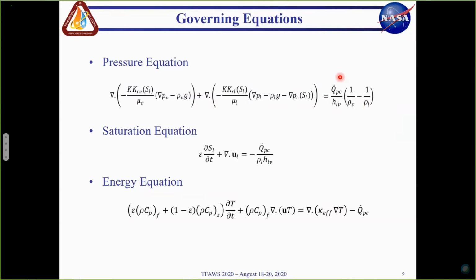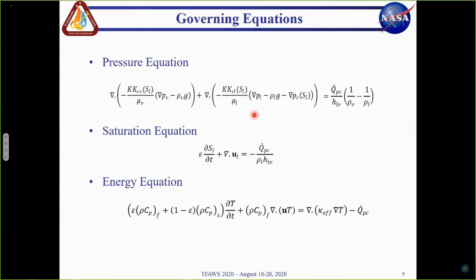So these are our governing equations. In the pressure equation, there is this vapor Darcy velocity. This one is the liquid Darcy velocity. This one is the phase change term for the pressure. This is our capillary pressure here. There is also a gravitational contribution in the pressure equation, and there are also relative permeabilities.